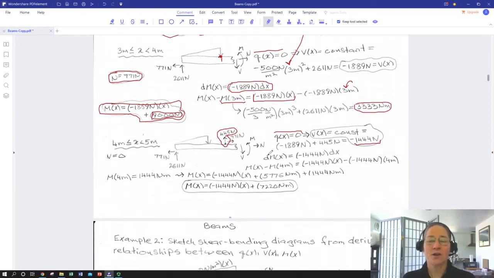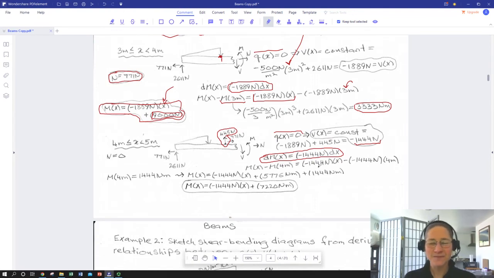So let's go look at moment. We can write the differential expression for moment here with a negative 1,440 newtons, and integrate that between 4 meters and some x. We can look at what the moment was at 4 meters. We can go back to our previous expression for moment, put in 4 meters right there, which you can see being done. Trust me that it was done. You can plug in 4 meters here and evaluate that expression.